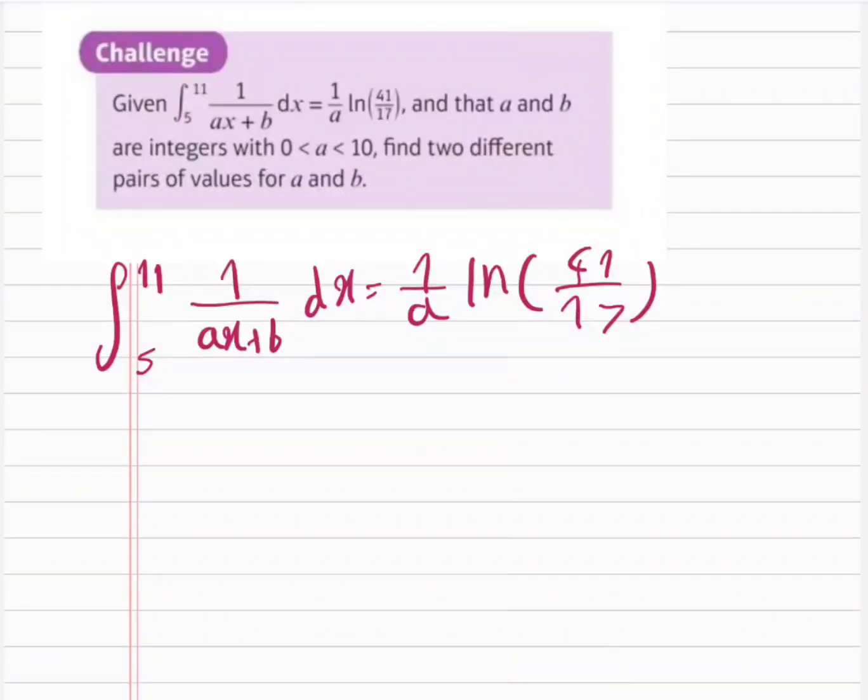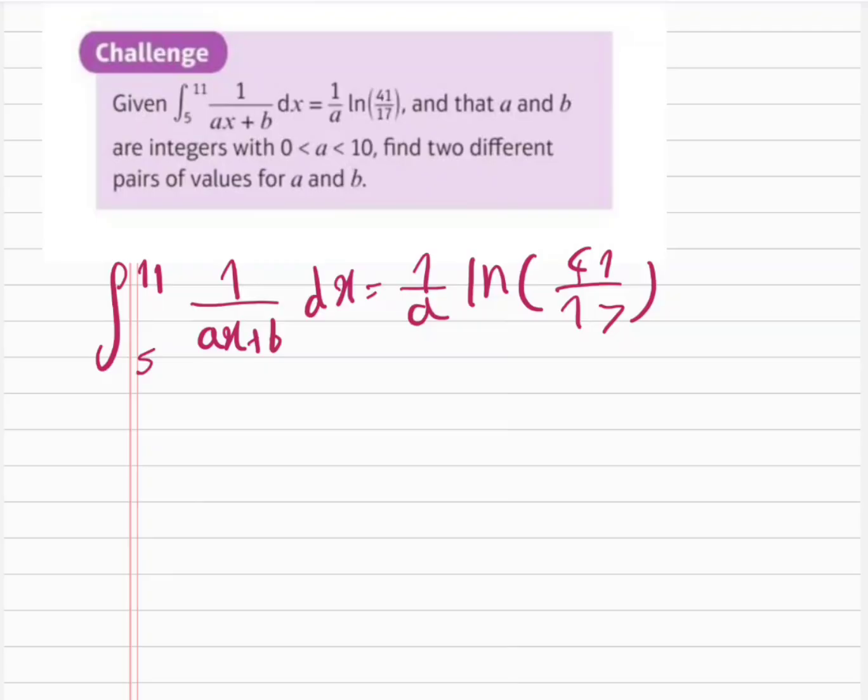Hi everyone, this video is Exercise 11, the challenge question. We are given this equation, and a and b are integers such that a is between 0 and 10. We want to find two different pairs of values for a and b. This is an interesting question and it needs a trick.